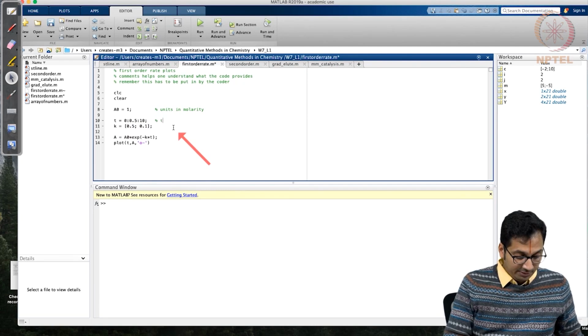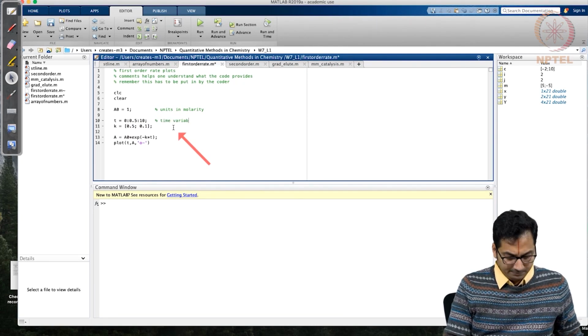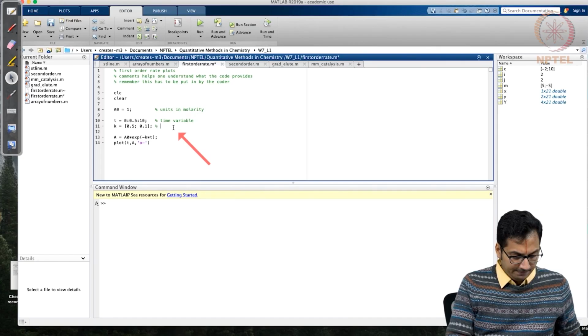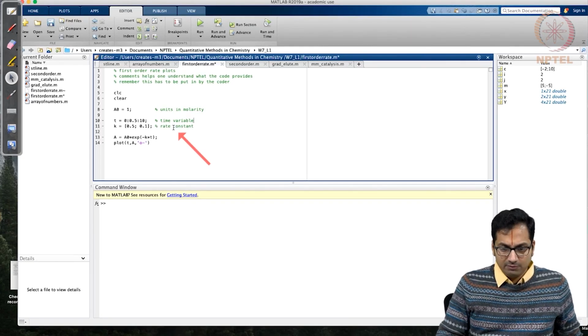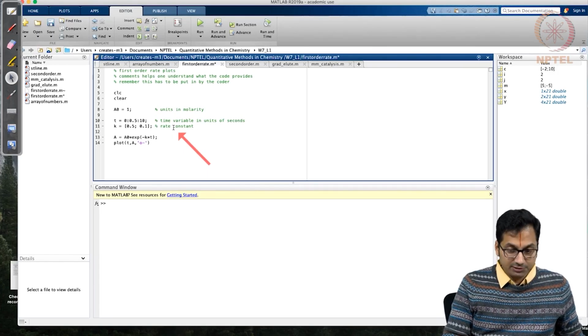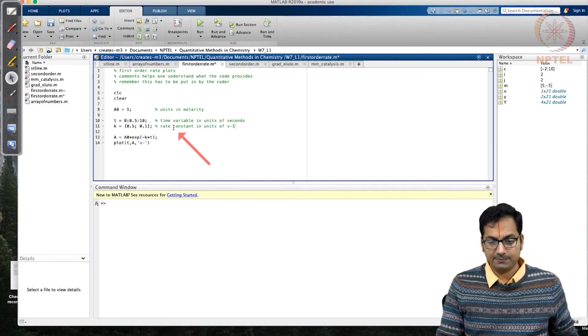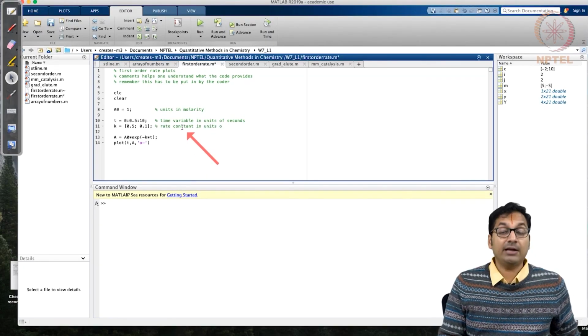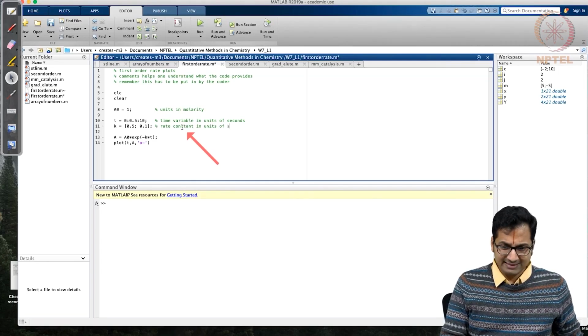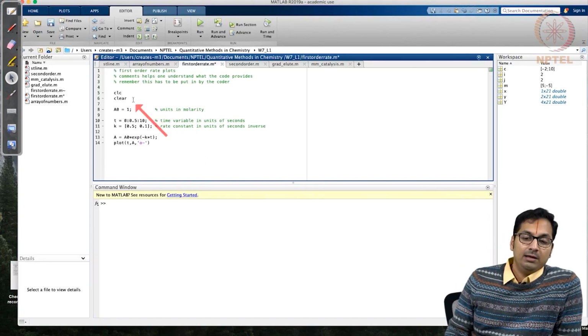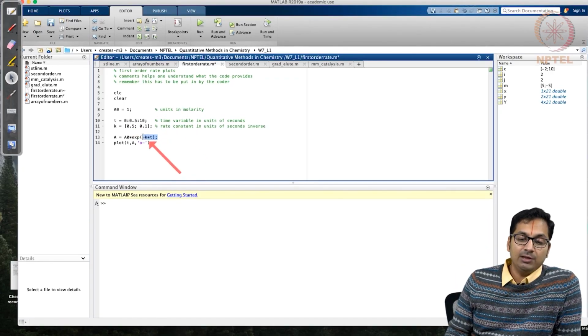So we can say with a comment, time variable, and this is rate constant. We can say time variable in units of seconds and rate constant in units of second inverse, and rate constant in the unit of seconds inverse. Okay, so now that we have done this, we can actually plot A as a function of t and generate numbers. So why don't we run it?